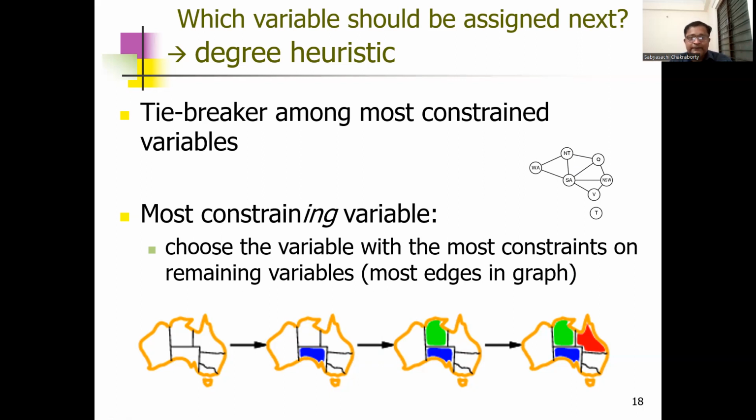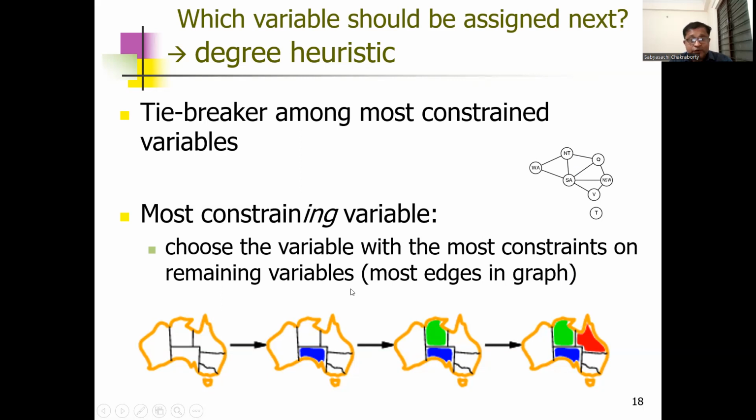Now, the most constraining variable. What is it? The most constraining variable is the variable, region, or vertex that has the largest number of neighbors, or the largest number of dependent vertices. Among the remaining nodes, the vertex with the largest number of connected nodes is the most constraining variable, because it creates constraints for the largest number of variables. Choose the variable with the most constraints on remaining variables.